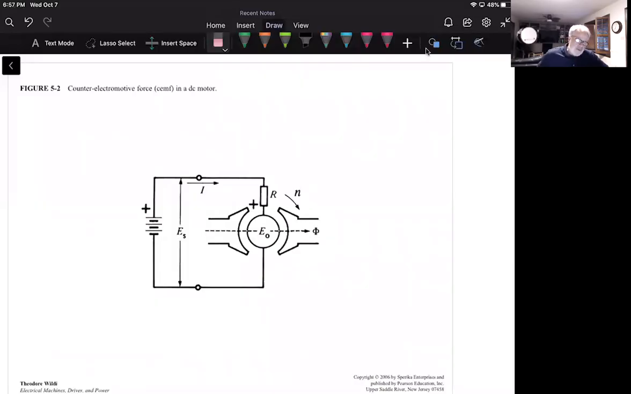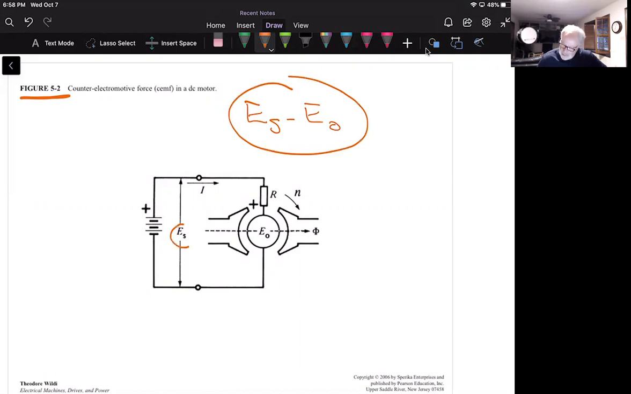So let's look at that in some detail and come up with some equations and start thinking about particulars of what's going on here. So what we're told on page 97 is that the net voltage acting in the armature circuit as given to us in this figure 5.2 is this. It's the source voltage minus the voltage that is developed on the armature, okay? So what we're going to be able to do is work with this, okay? And so here's source voltage and here's armature voltage.